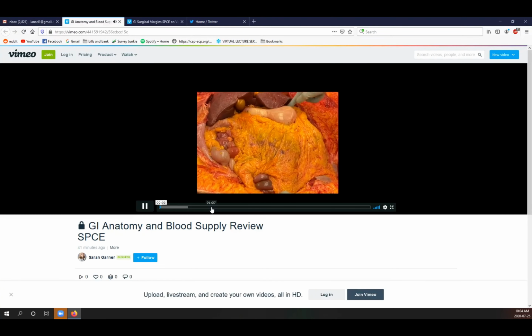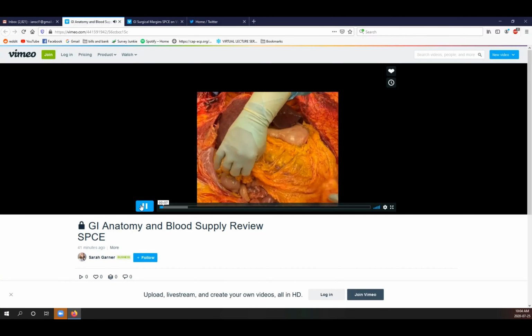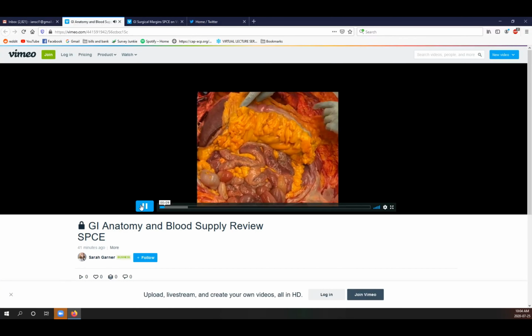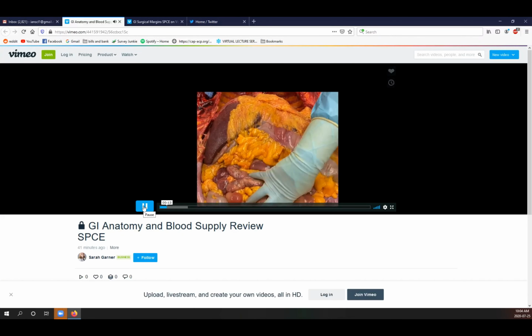Got stomach with the greater omentum all attached. Now, if you flip up the greater omentum, remember that's usually attached to your transverse mesocolon here. So this is your transverse colon, and here in the middle is your small intestine.